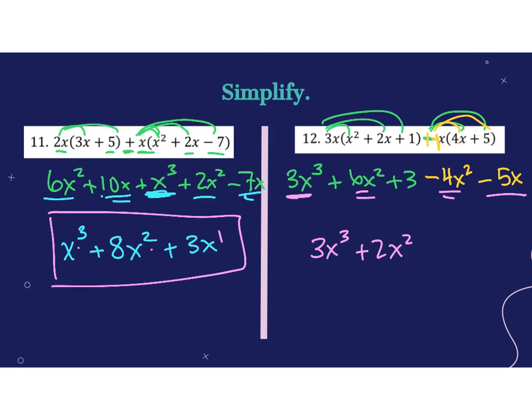Oh, you guys, I almost missed something. Did anybody catch my mistake? I'm going to catch it now and fix it. This 3x times 1 should be a 3x. My bad. Hopefully you caught my mistake and wrote that down. But it should be a 3x there. So I have a negative 5x and a 3x. 3 minus 5 is negative 2. So I have 3x to the third plus 2x squared minus 2x for my final simplified expression.